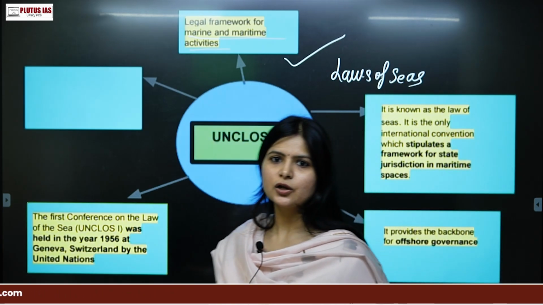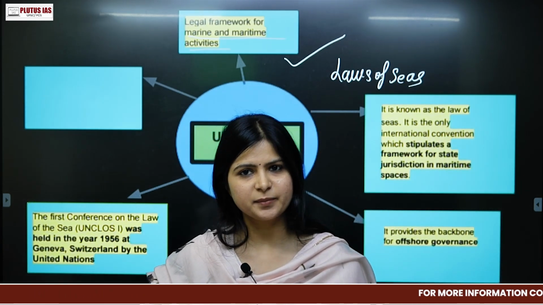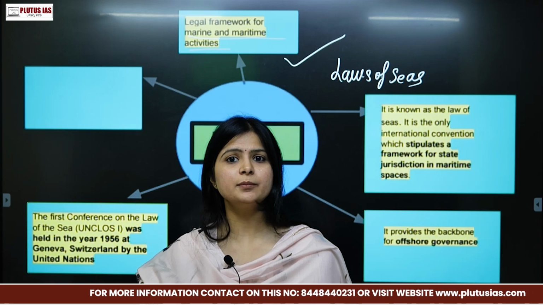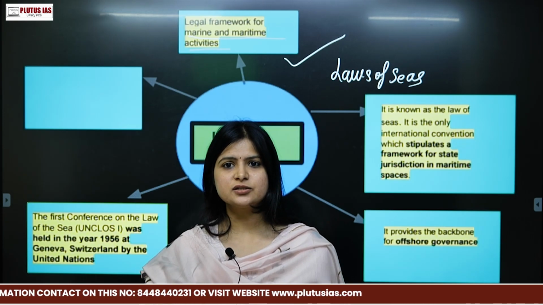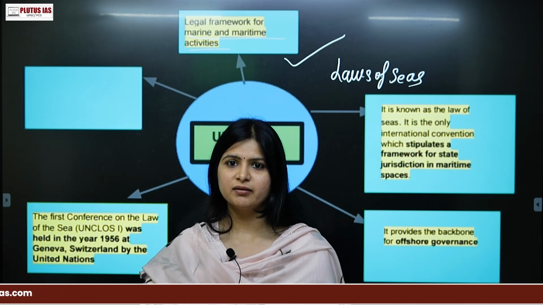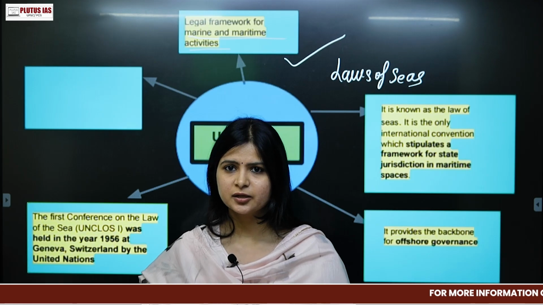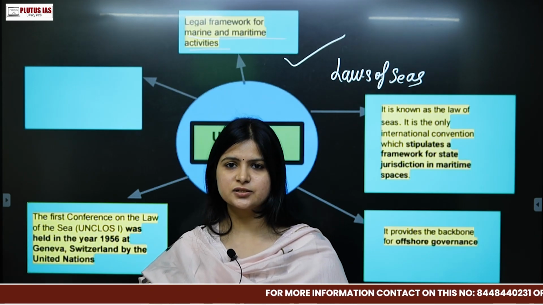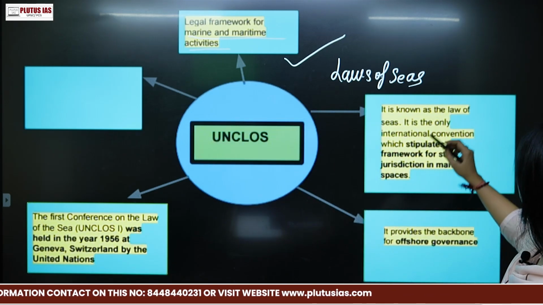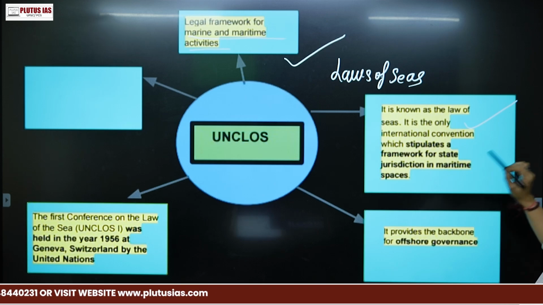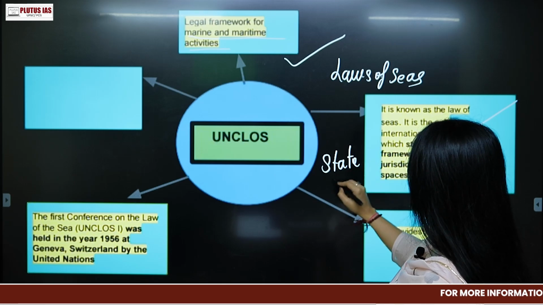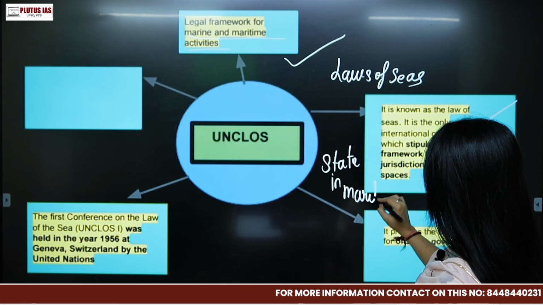UNCLOS is not the first legal agreement that we have had. In the 17th century we had the freedom of the seas, which said which area would be covered by which territory. So in ancient times we used to have freedom of the seas, but now we have a regulated framework for it by UNCLOS. It is the only international convention which stipulates a framework for state jurisdiction in maritime spaces.